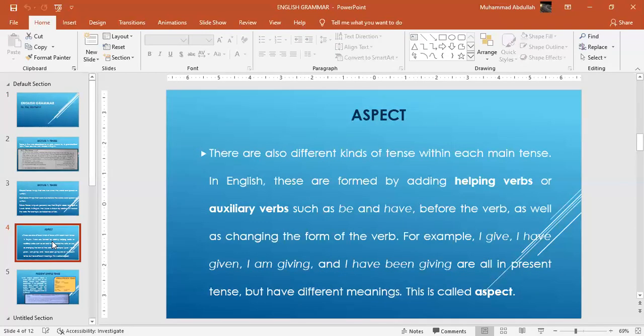For example, I give. This is present simple. I have given, present perfect. I am giving, present progressive or continuous. And I have been giving, present perfect progressive or continuous. All these are in the main category of present tense but have different meanings. This is called aspects.